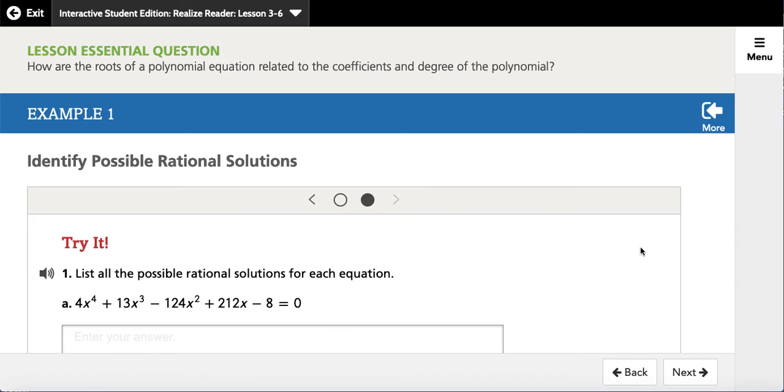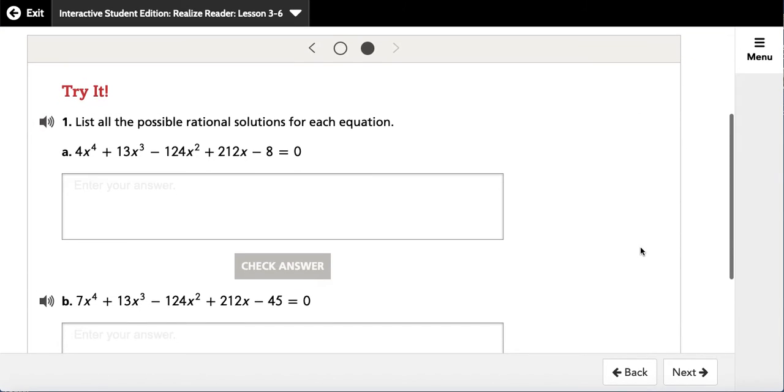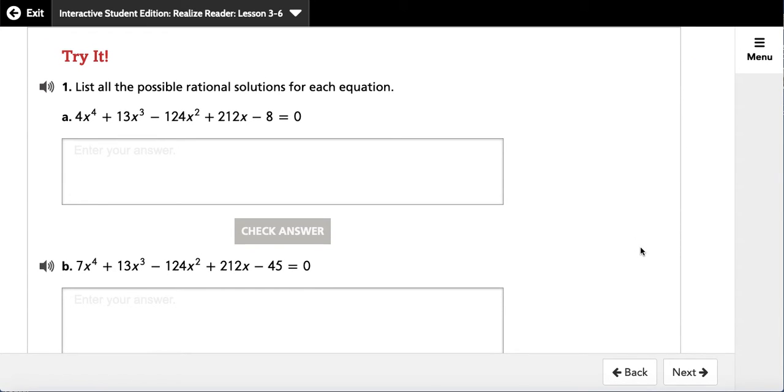So for this one, and this one, all you need to do is list the possible rational roots. So you're going to write down all the factors of -8 divided by all the factors of 4. Same thing down here with 45 and 7. All right, give those a shot. Come on back when you're ready.